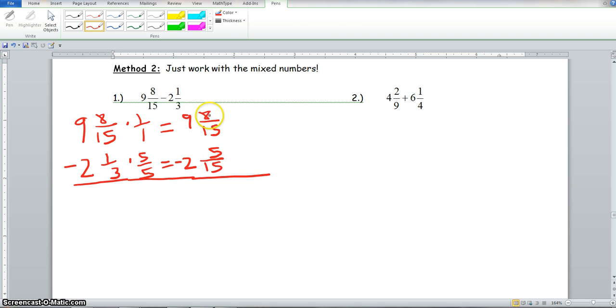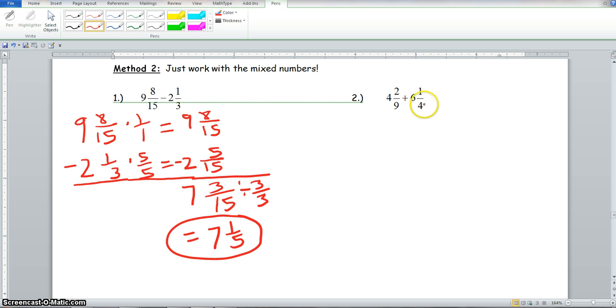Now we subtract. We subtract the fractions first. 8/15 minus 5/15 is 3/15. And 9 minus 2 is 7. Now we could simplify this 3/15 by dividing the numerator and denominator by 3. So we would have 7 and 1/5 as our final answer.